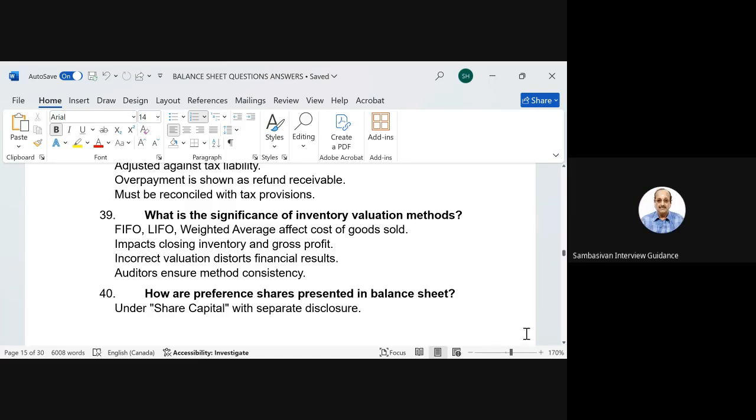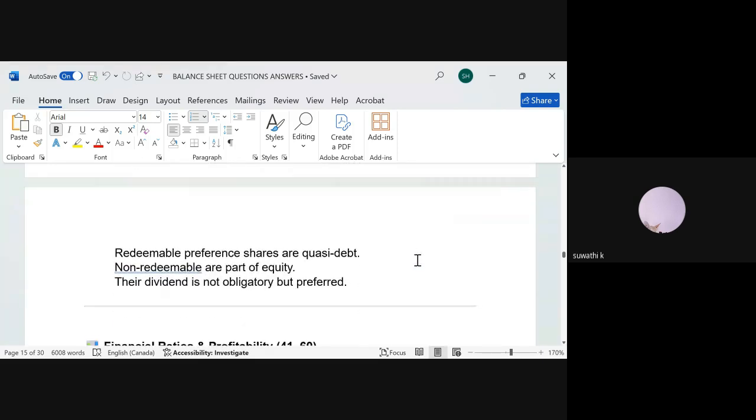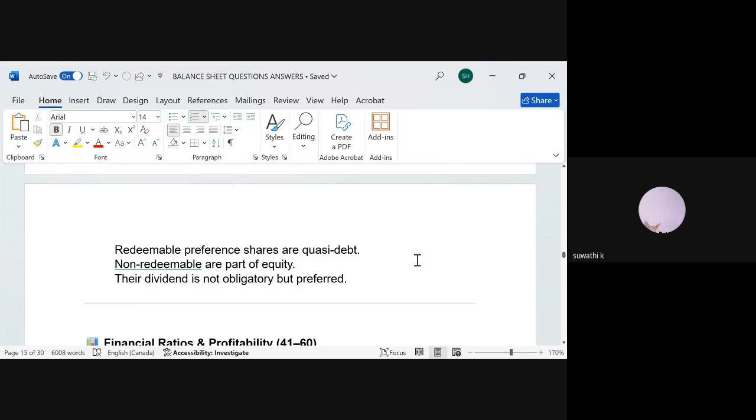FIFO means first in, first out. LIFO means last in, first out. How are preference shares presented in balance sheet? Under share capital with separate disclosure, redeemable preference shares are quasi debt. Non-redeemable are part of equity.